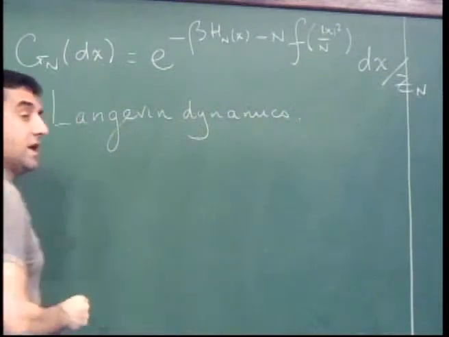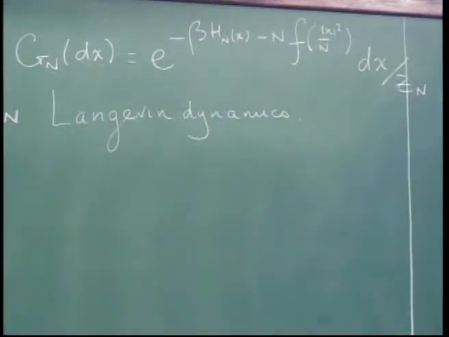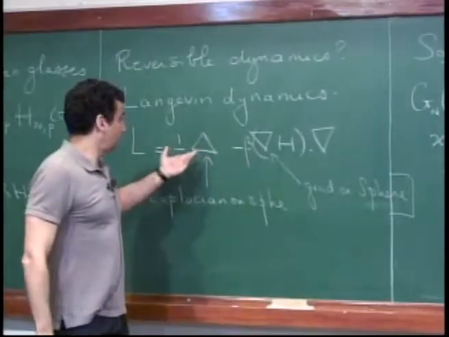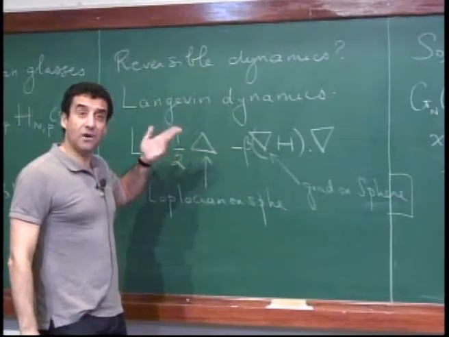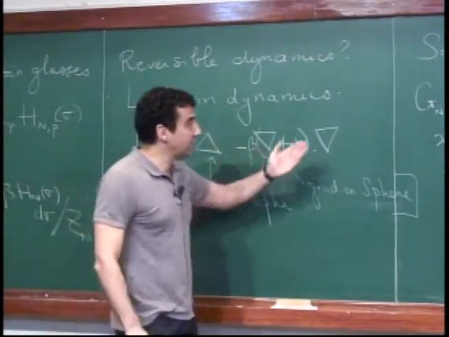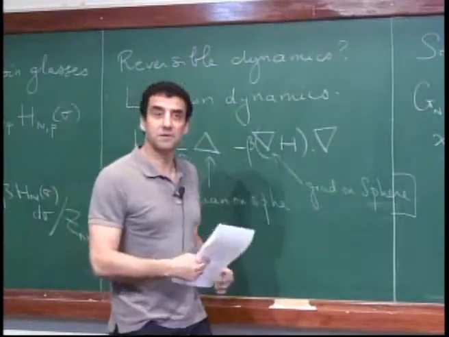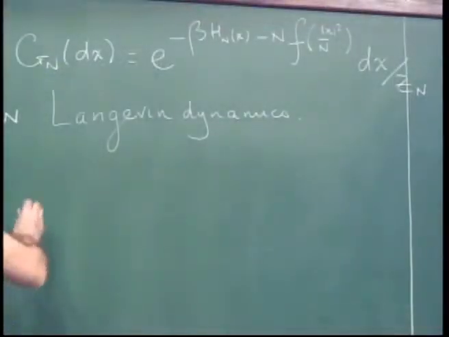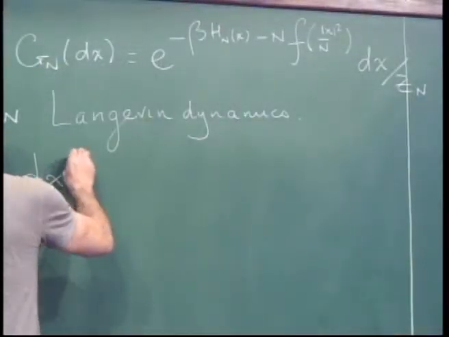How do you write this? Again, you take the same generator. The generator should be one half of the Laplacian, now the Laplacian on Rn, minus the gradient of this thing. So what is that? Let me write what it is. It's the following system of stochastic differential equations.